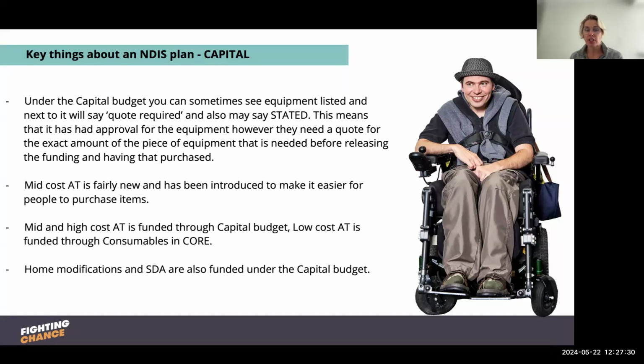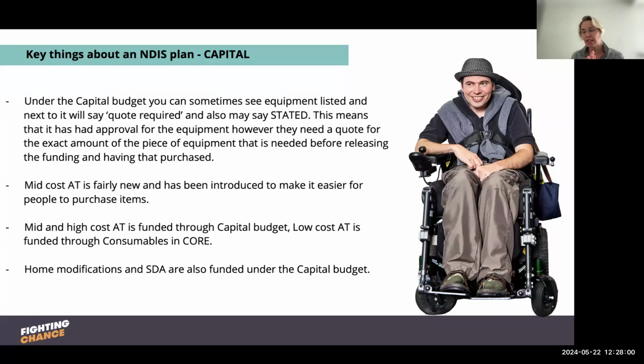Home modifications and specialist disability accommodation, you'll also see funding under the capital budget if it's most appropriate. Home modifications, you might see that they build in a small amount like $1,500 or $3,000 or $5,000, and that's for you to get an assessment from a builder, a quote and everything to submit to the NDIA to get the actual money in for the home mods.